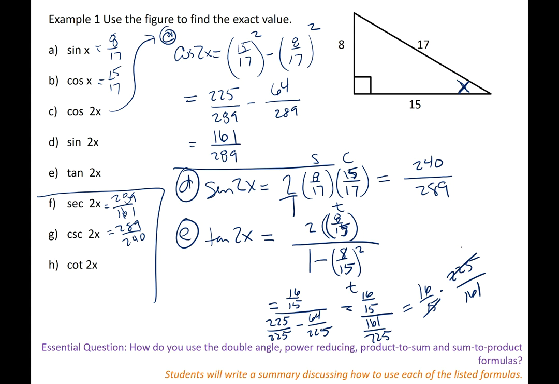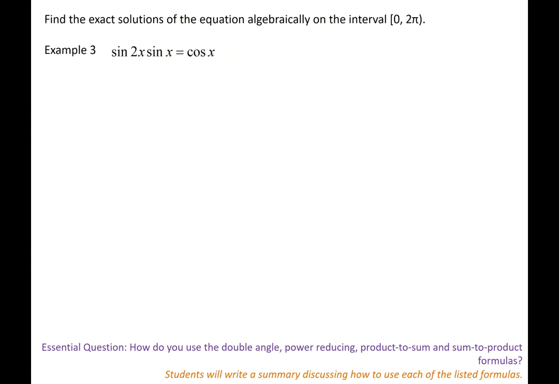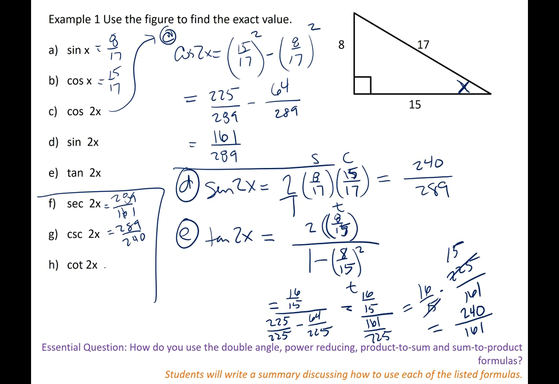How many times does 15 go into 225? 15, maybe. All right, and then let's see, what's 16 times 15? 240. And then what do I get for free from tangent? Cotangent. So I'm going to flip that: 161 over 240. Let's see if I do this without the keyboard, if it will help the situation.